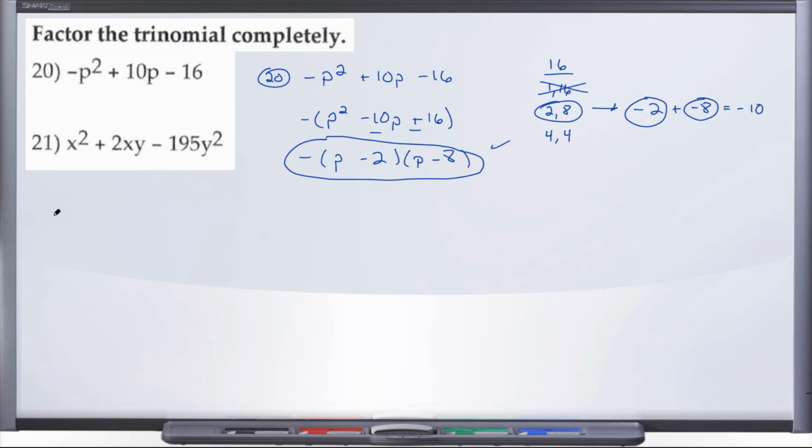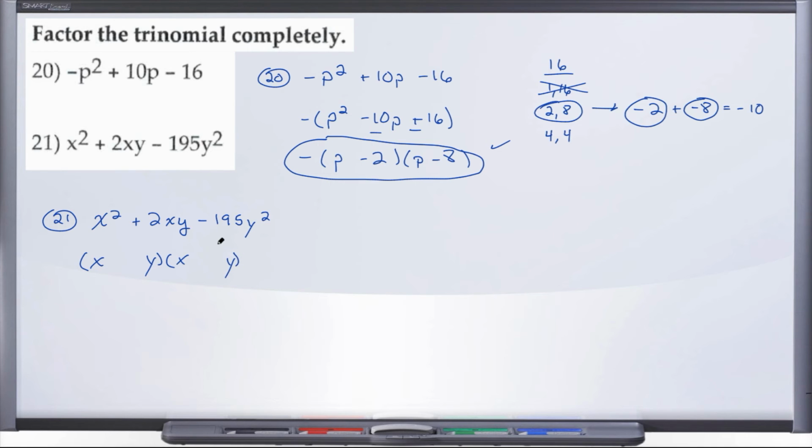All right, let's take a look at 21. We have x squared plus 2xy minus 195y squared. All right, let's see. Is there a GCF anywhere? Nope, I don't see one. So let's go ahead and write the empty set of parentheses. We have an x squared at the start, so that means we're going to have x's at the beginning of our parentheses. We have a y squared at the end of our original trinomial, so that means we're going to have y's at the end of our sets of parentheses.